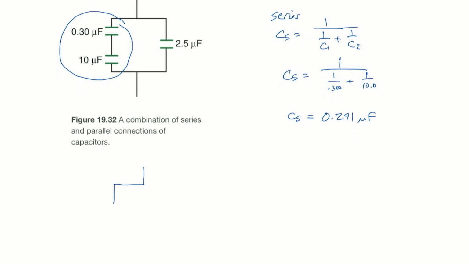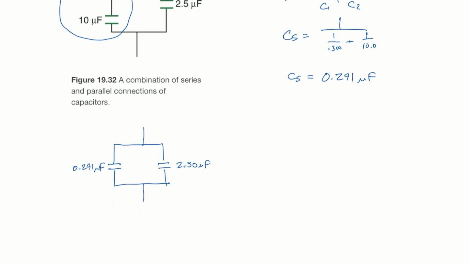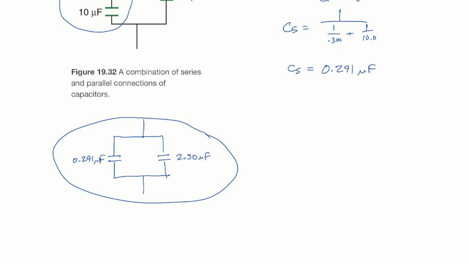Okay, so we replace those two with our 1. Then we have the original 1, and we have the rest of the circuit. So this is 2.50 microfarads. This is 0.291 microfarads. We see these two are in parallel.